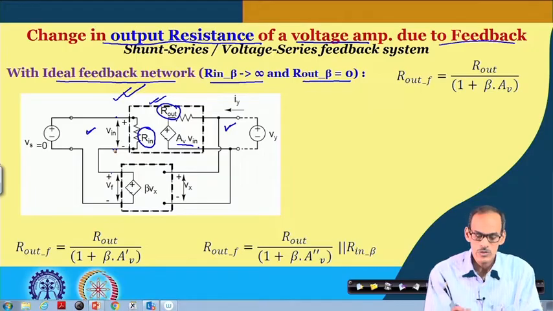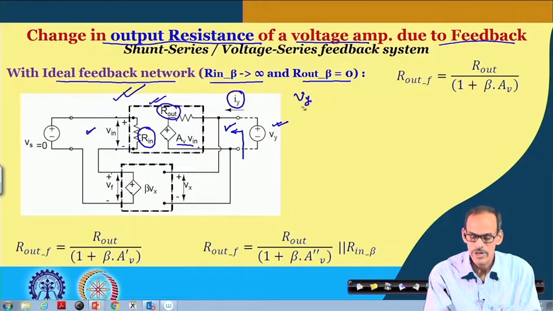Now, to know the output resistance, we can stimulate this output port by a voltage source V_y, and then observe the corresponding current, say I_y. Then the port impedance or port resistance is defined by V_y by the corresponding I_y. So, that is what we need to find, which is R_out of the feedback circuit, called R_out_F.